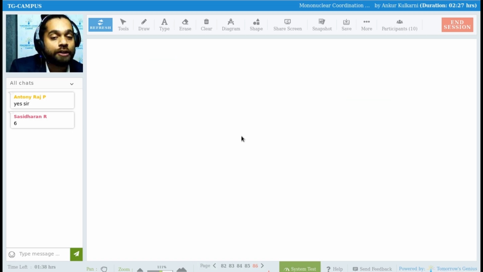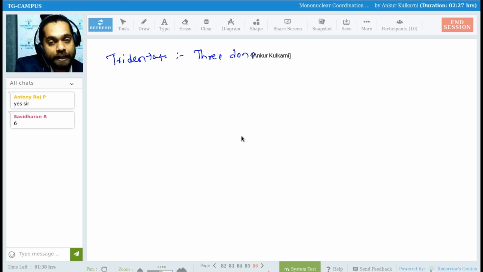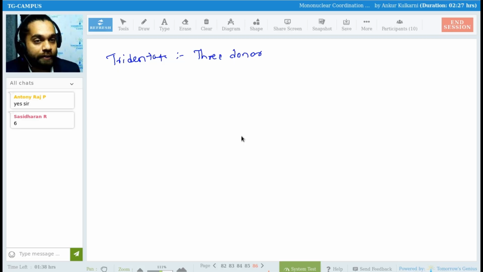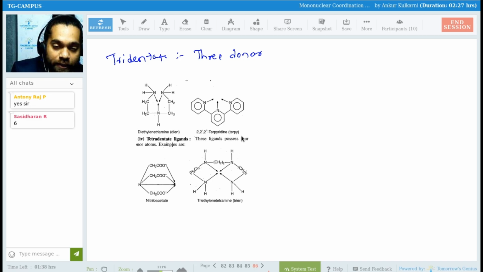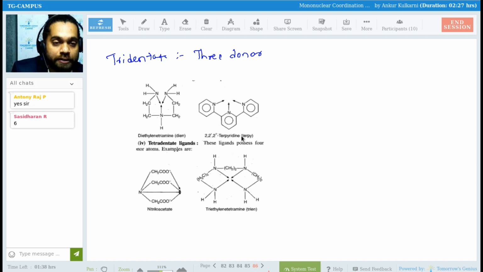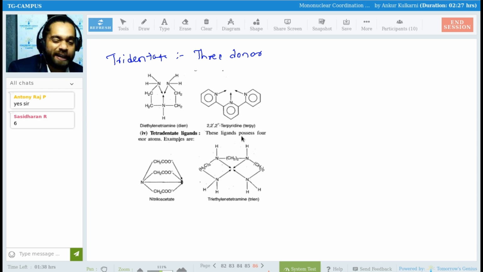So obviously, if I say tridentate, tridentate means I have 3 donor atoms. Similarly, tetradentate means 4 donor atoms. For example, look over here, everyone. Again, take a screenshot of this and draw it after the class. Generally, tetradentate and the like do not come much in NEET. It comes in JEE, but you should know this. It is there in the syllabus.